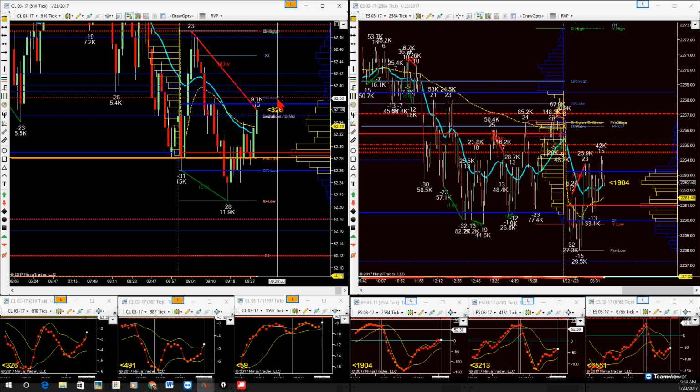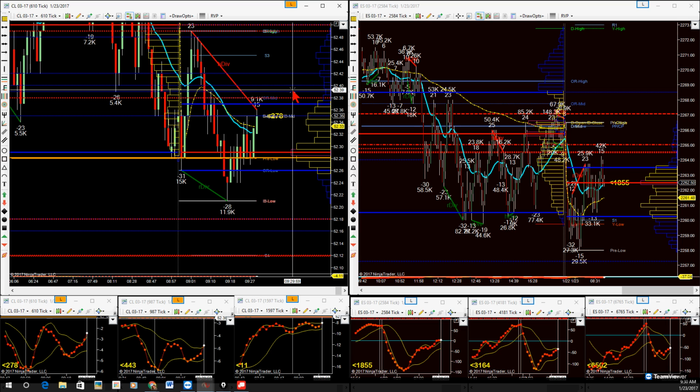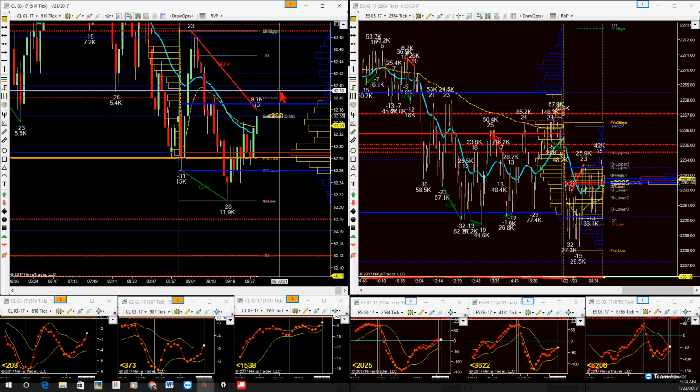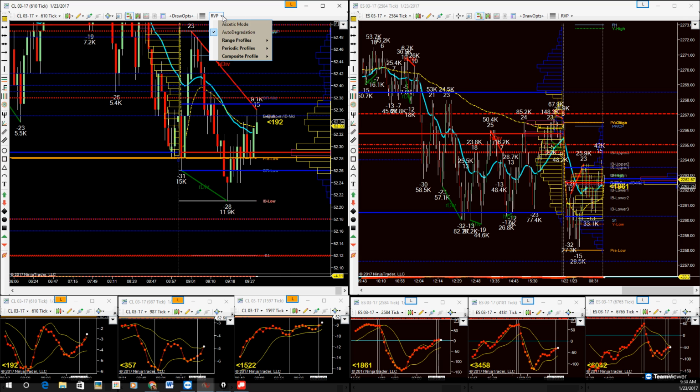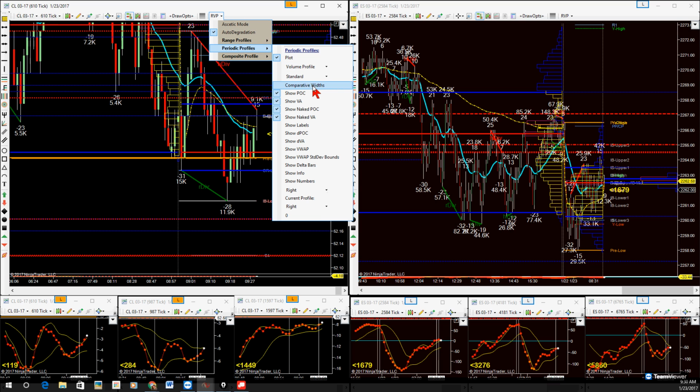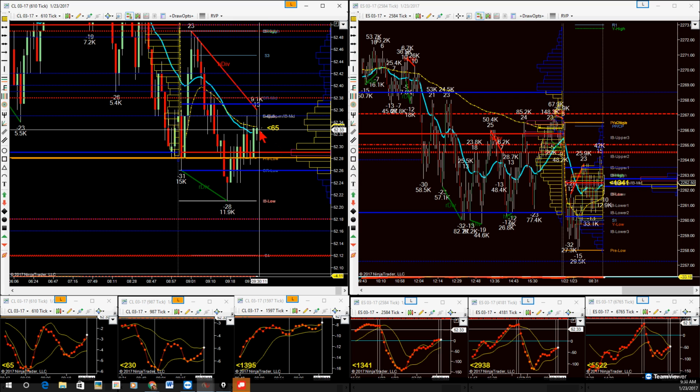This VPOC means nothing to me, but it is also the opening range mid. All these little blue lines mean nothing to me. These little blue dotted lines should not be there. I don't know why that software is creating issues. Again, watching for a trade setup here, looking for a decent candle setup.